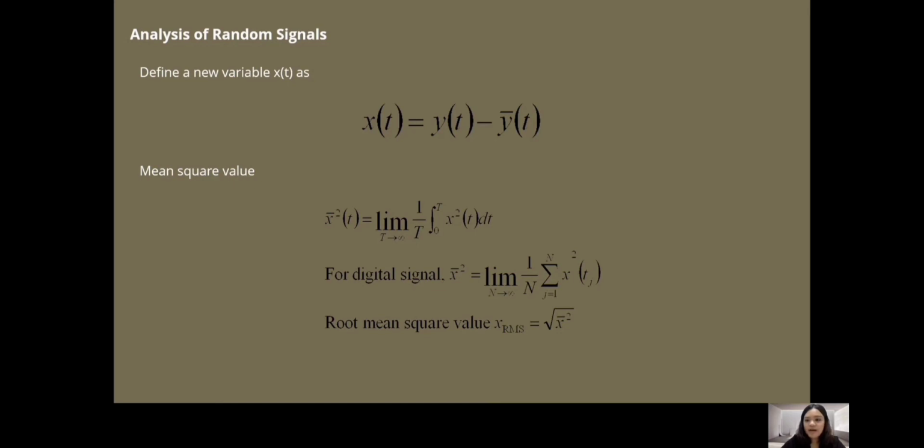So we also define the new variable as x of t. So x of t is equal to y of t. It is also equal to y of t minus y bar of t.